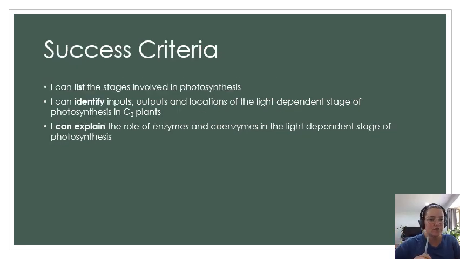You'll be successful if you can list the stages involved in photosynthesis, identify the inputs and outputs of the light-dependent stage and the location, and if you can explain the role of enzymes and coenzymes in the light-dependent stage of photosynthesis.